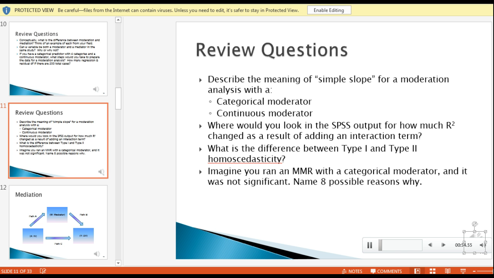So we can, for example, break up a continuous moderator in a few ways. We could do a dichotomous kind of thing where we take a mean split and look at the high versus low. We could split it into three, a high, medium, and low, or high, mean, and low. So those are the things we could do with the continuous. With the categorical, we look inside the groupings.